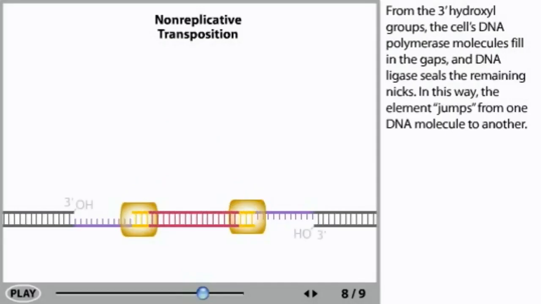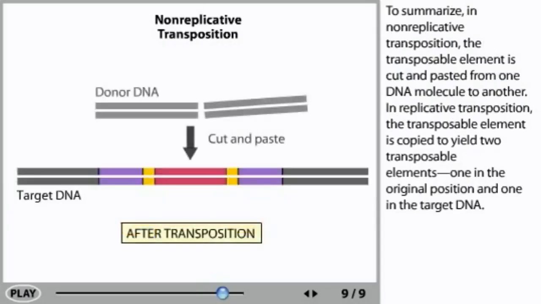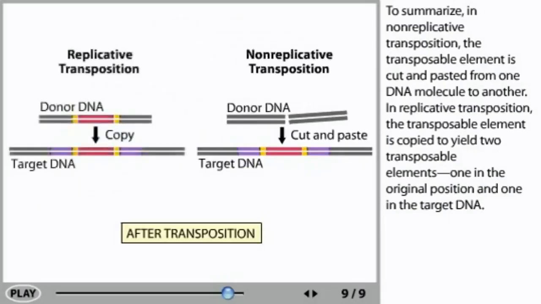From the 3' hydroxyl groups, the cell's DNA polymerase molecules fill in the gaps, and DNA ligase seals the remaining nicks. In this way, the element jumps from one DNA molecule to another. To summarize, in non-replicative transposition, the transposable element is cut and pasted from one DNA molecule to another. In replicative transposition, the transposable element is copied to yield two transposable elements, one in the original position and one in the target DNA.